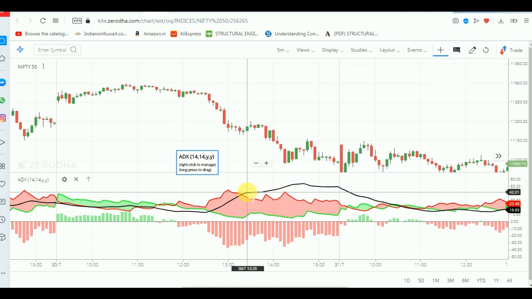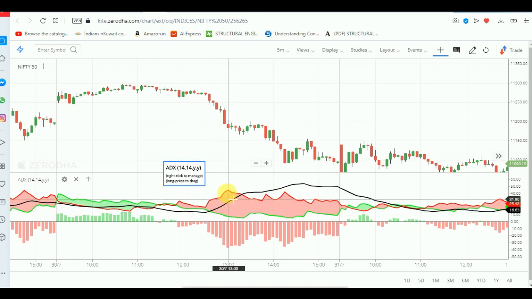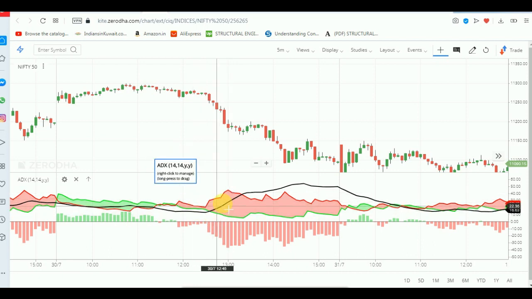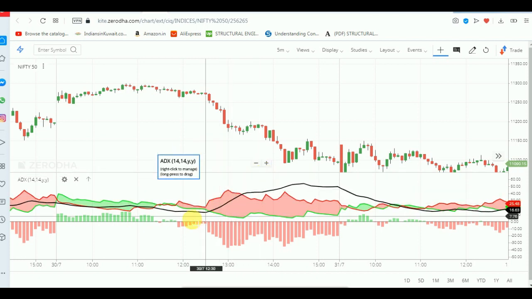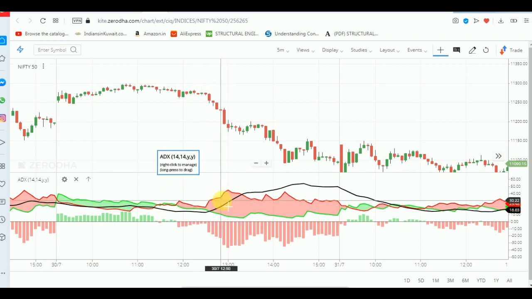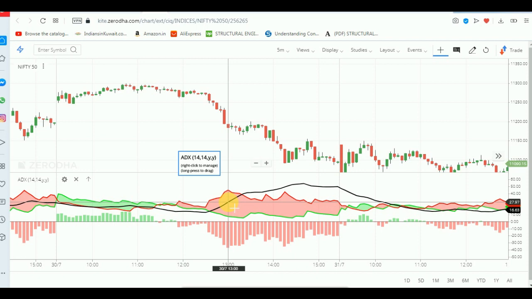For that reason only we can use the DI, which means the directional indicators. If we are seeing red here, and if this ADX is moving above 20, which means that the market is going to fall, it is going to move in the downward direction. And if the ADX is moving above 20 levels, and if we see green here, which means that the market is going to move in the upward direction. So this particular indicator will be very helpful to understand both the trend and the strength of the market.